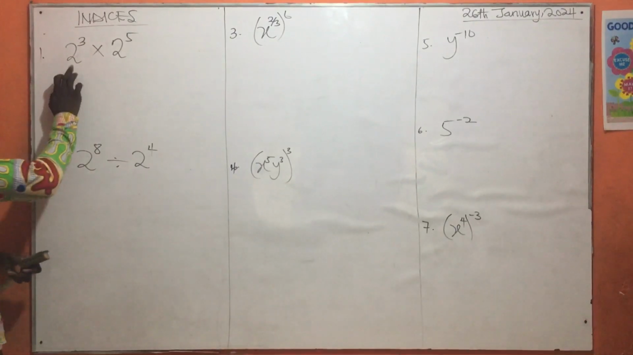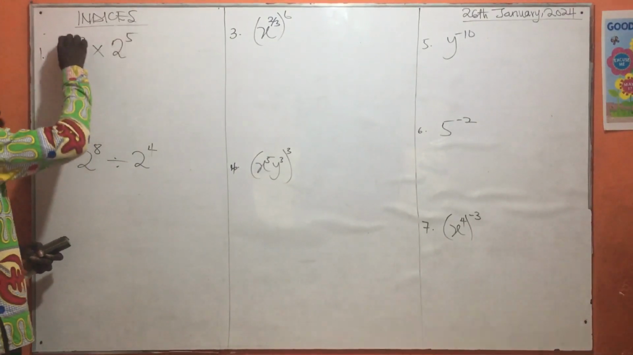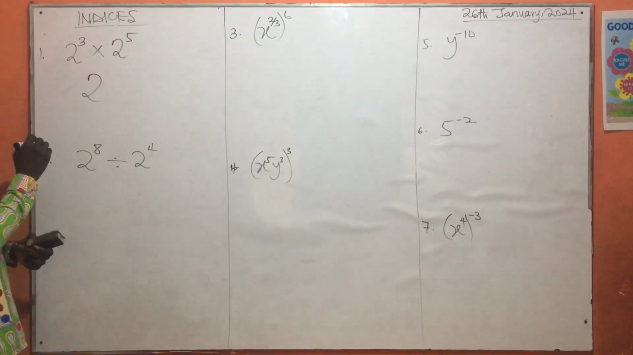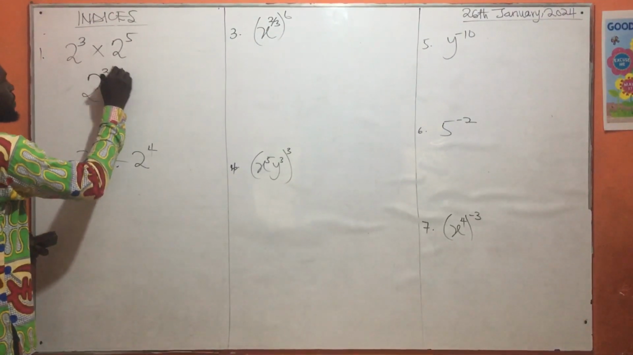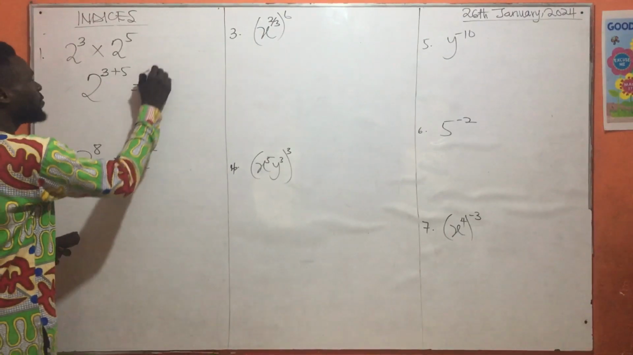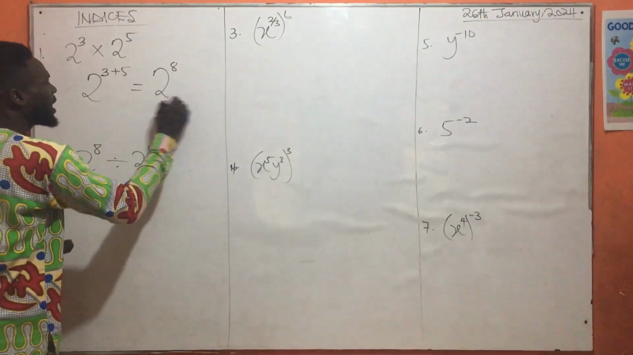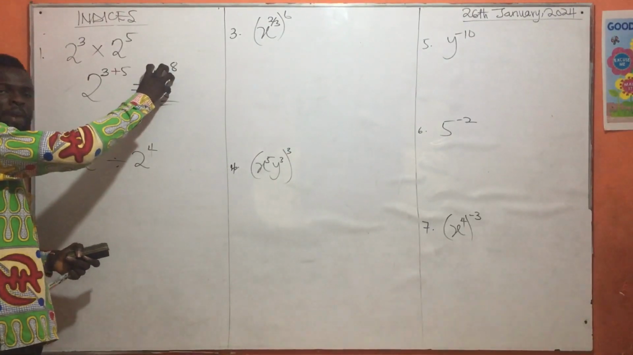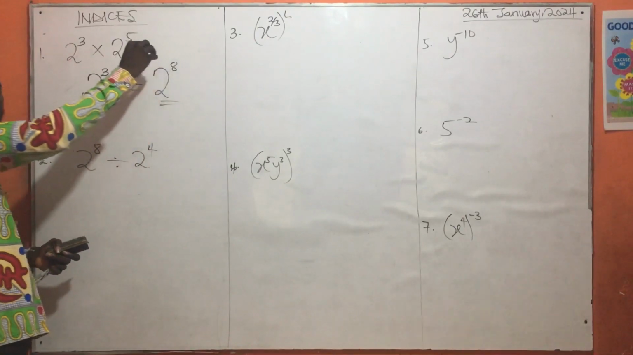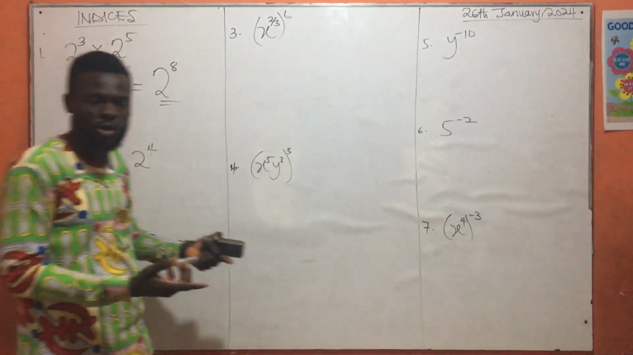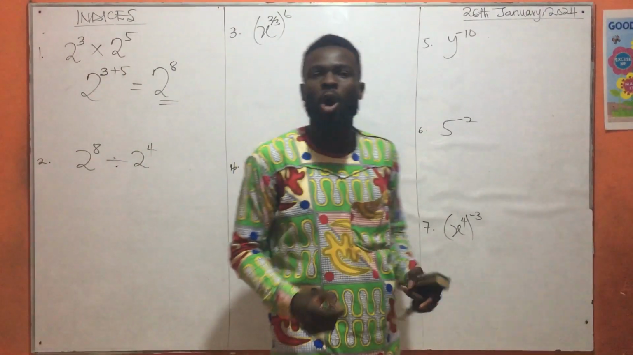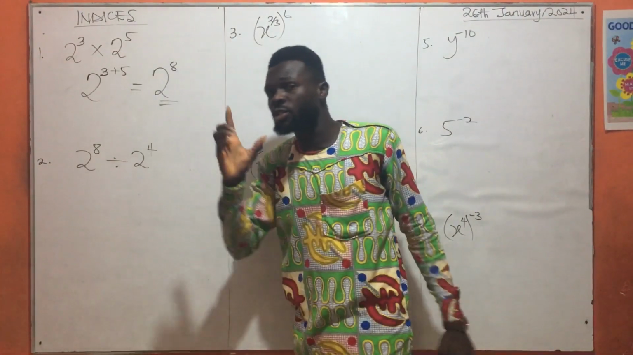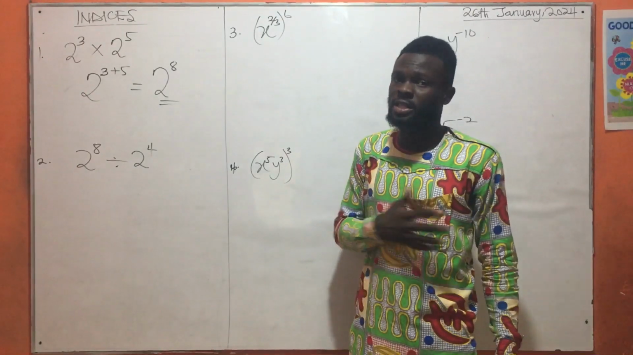Because I am multiplying this and this, and they have the same bases, I am going to select one of the bases, then add the powers, and that gives me 2 raised to the power 8, or 2 exponent 8. So the 2 is the base, and the number written at the top of the 2 is the exponent. It is the power or the index. Good. So that is what the first law says. That's the first law of indices.